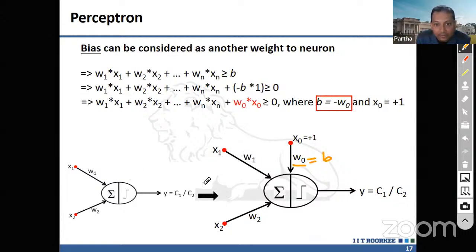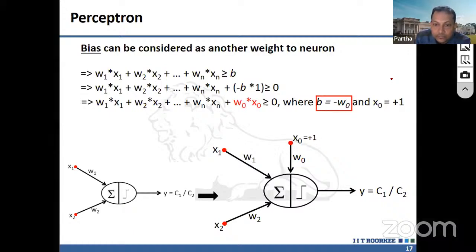Here I had a bias term b, and instead of this bias term, I am just rewriting it using another formula where I'm considering that you have another input x0 that is +1, which is multiplied with w0, and that is the b. Where b is w0 and x0 equals +1.